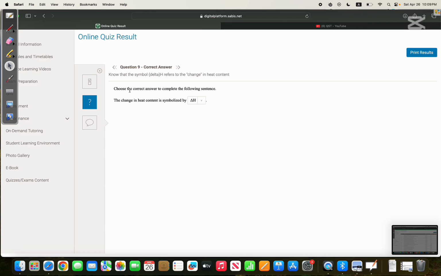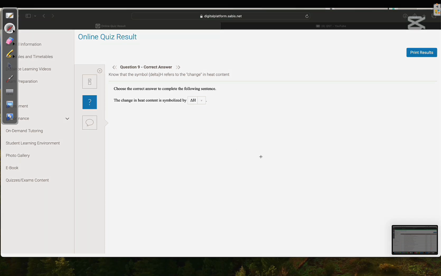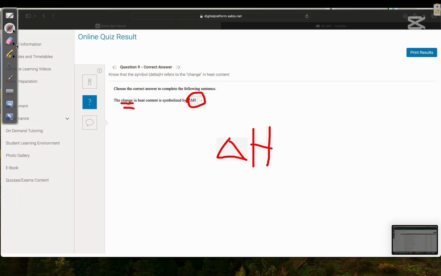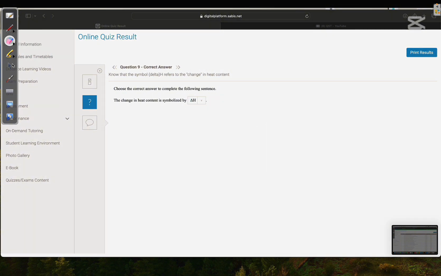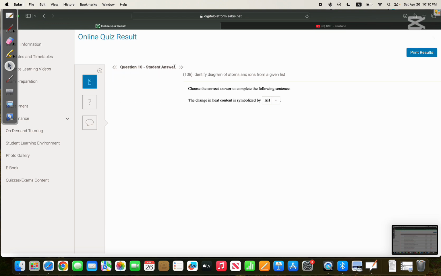Question 9. Choose the correct answer to complete the sentence. The change in the heat content. As we said before, heat content is represented with H. And change in anything, even in physics or math, is represented with delta or triangle, which is why delta H is the answer.